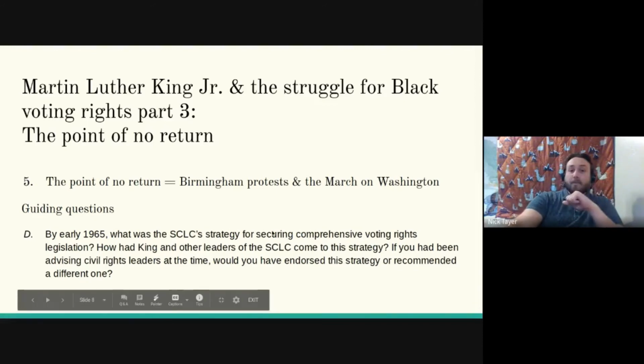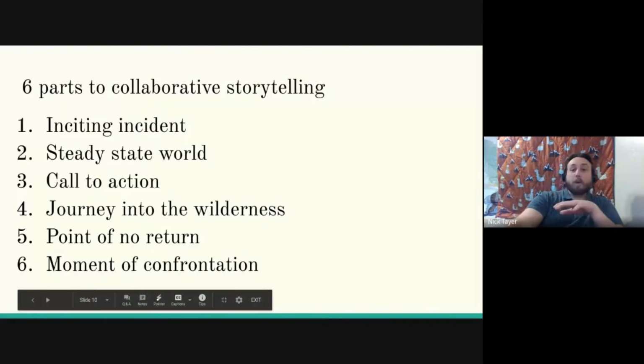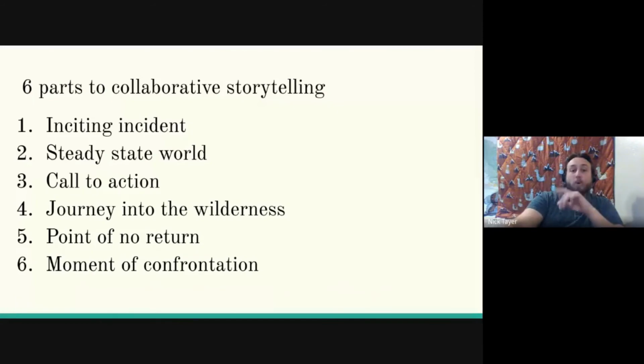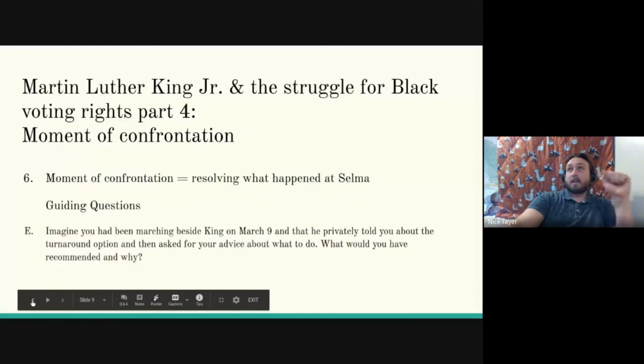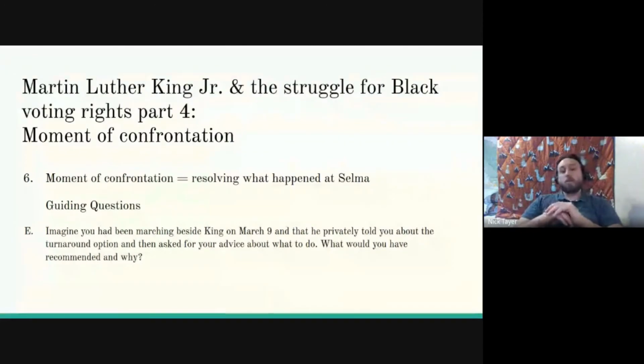Finally, the moment of confrontation. We return to where we start. We ask one question for the final day. Imagine you have been marching beside King on March 9th, and that he privately told you about the turnaround option, and then asked you for your advice about what to do. What would you recommend and why?